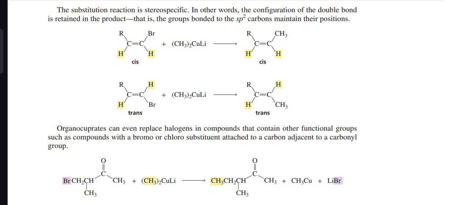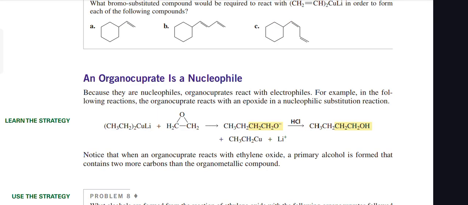Organocuprates can even replace halogen in compounds that contain other functional groups, such as compounds with a bromo or chloro substituent attached to a carbon adjacent to a carbonyl group. An organocuprate is a nucleophile. Because they are nucleophiles, organocuprates react with electrophiles.